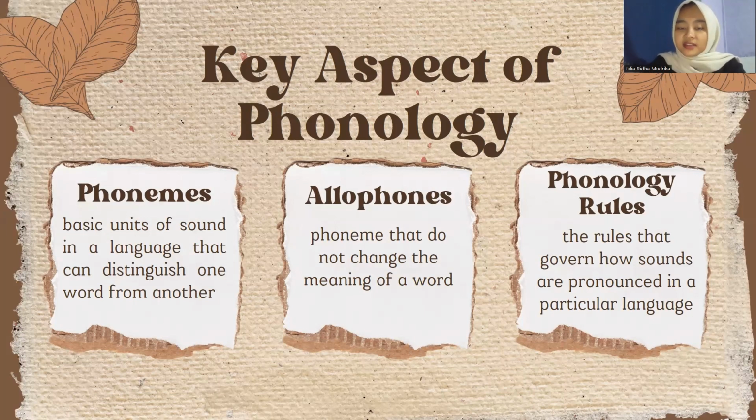The second one is allophones. These are variant pronunciations of a phoneme that do not change the meaning of a word. For instance, the aspirated and unaspirated pronunciations of the English sound P in pat and spat are allophones.